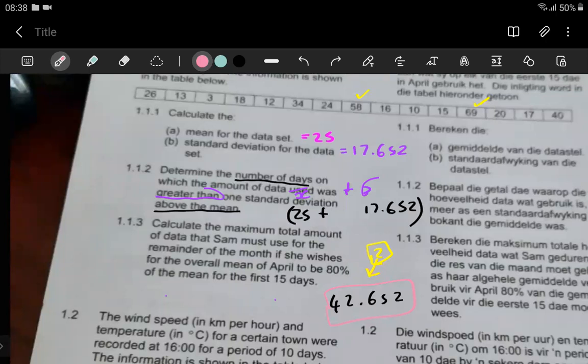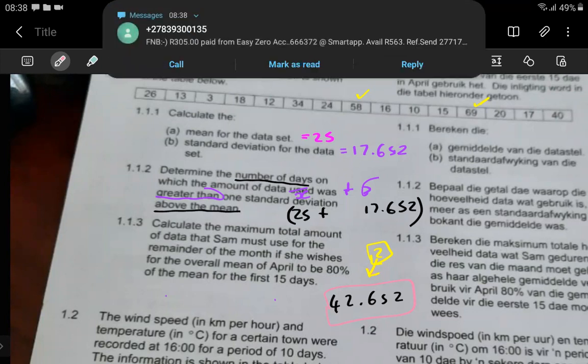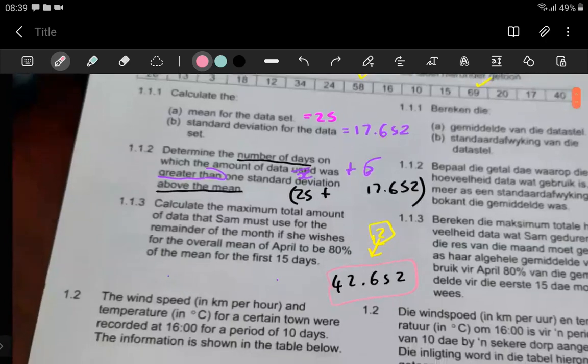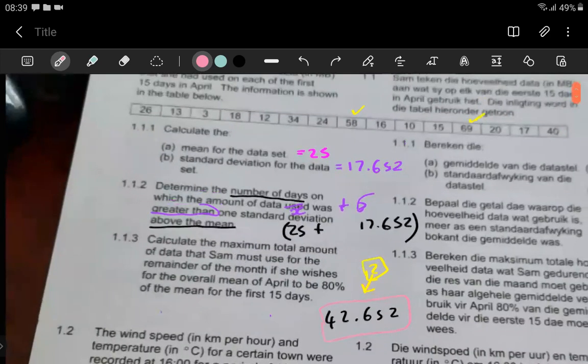So what does the next question say? The next question is: calculate the maximum total amount of data that Sam must use for the remainder of the month if she wishes for the overall mean of April to be 80% of the mean of the first 15 days. I was going to say you could calculate the overall mean and then divide it by 80%. I just want to hear your thoughts.